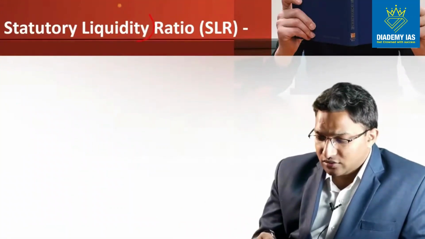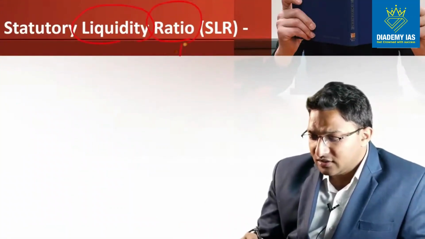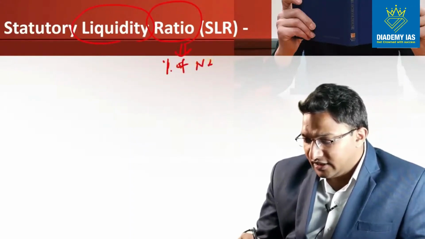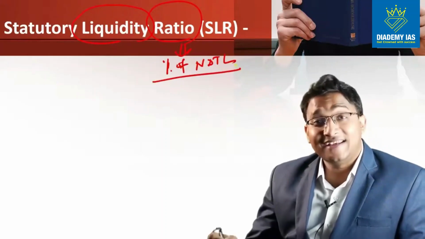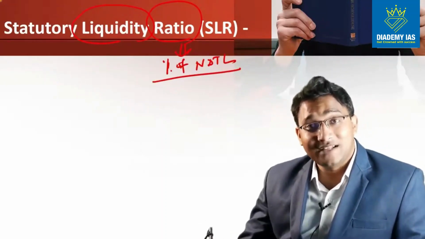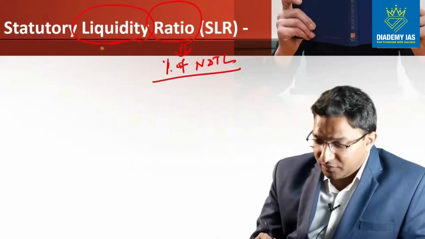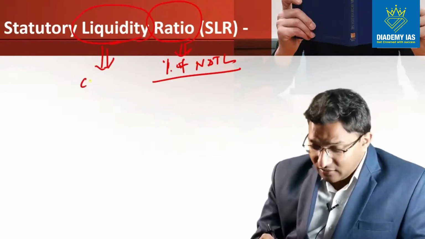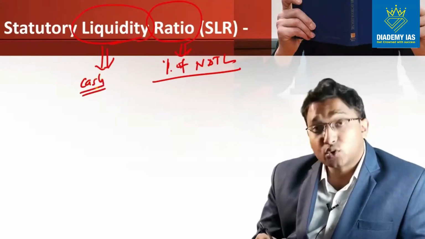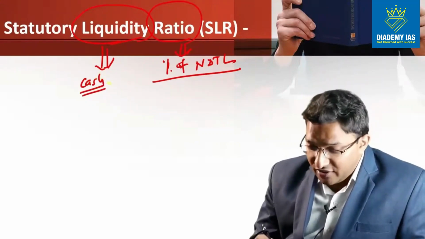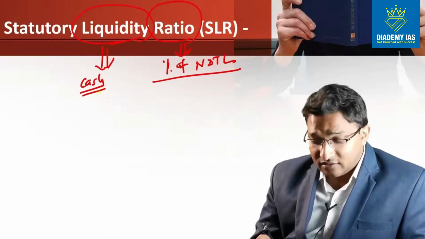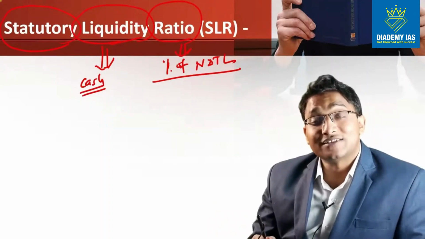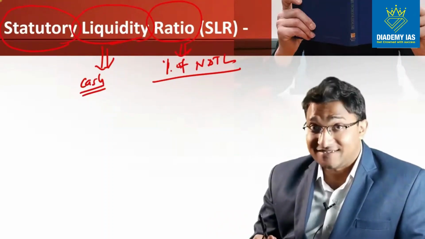Statutory liquidity ratio, right? So this is a ratio. Ratio means the percentage of something, and here it is basically the percentage of the NDTL, net demand and time liabilities. Liquidity: the purpose of this ratio is to maintain the liquidity, that is, to maintain some assets which are very near to cash, right? So this liquidity has to be maintained, and this is done through some statutory measure.